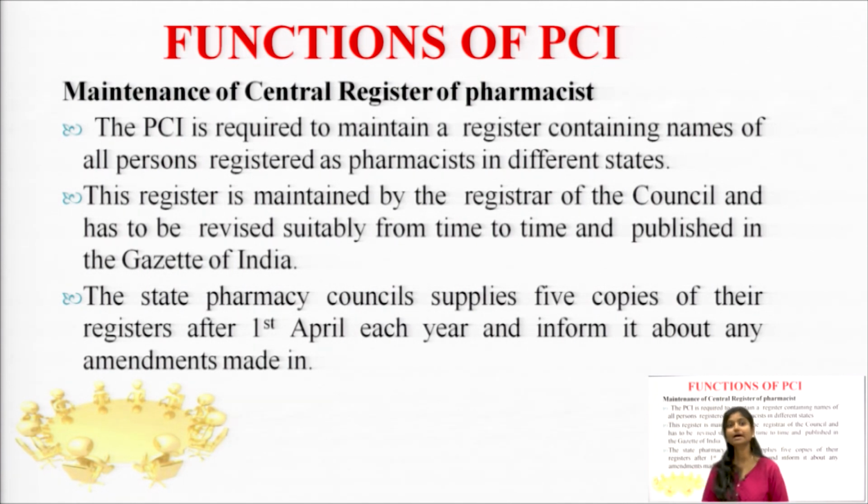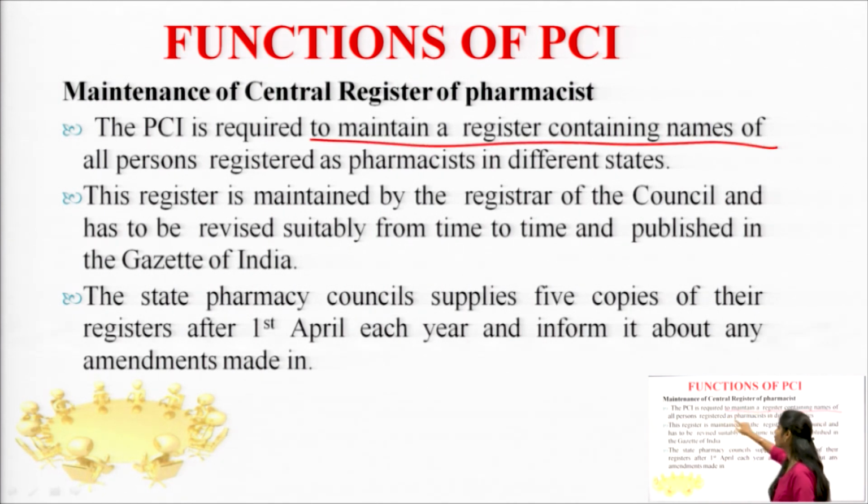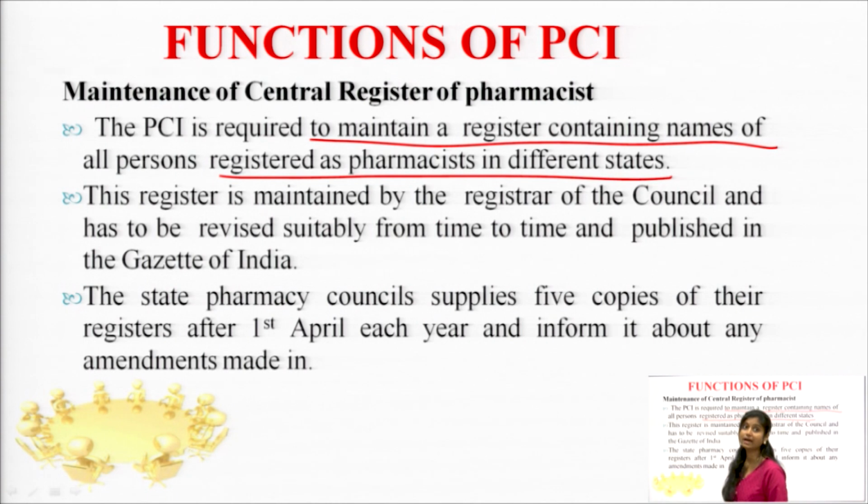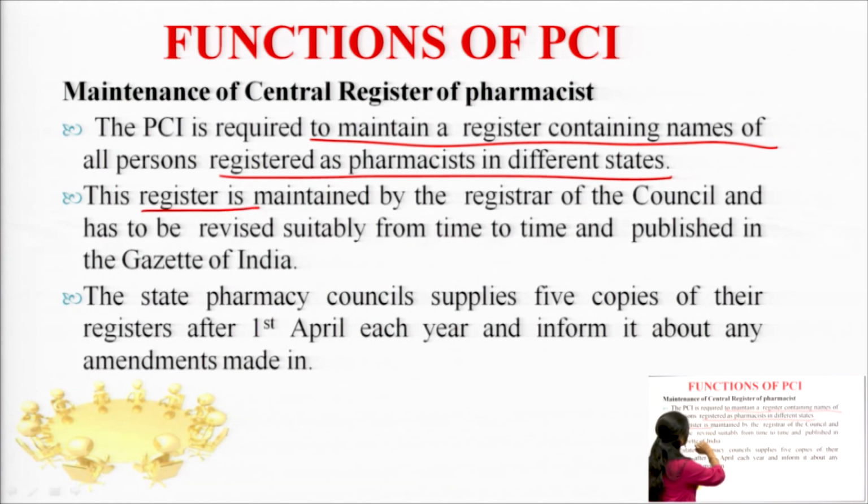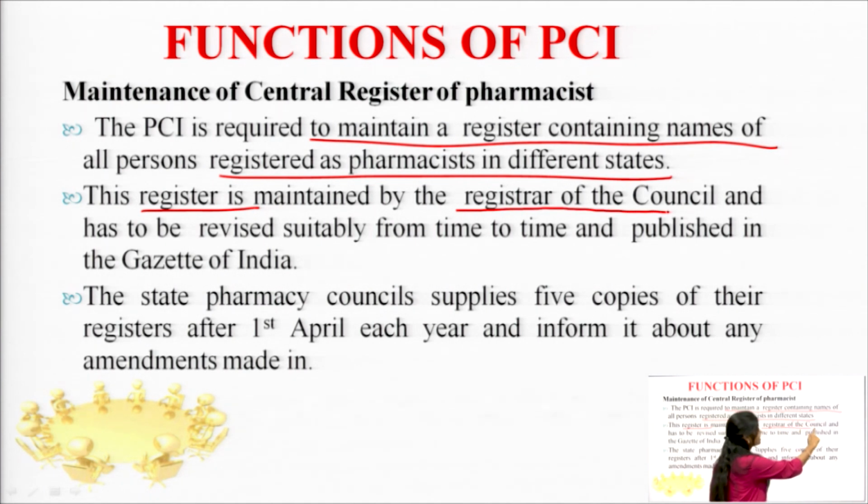Let's go through it. The PCI is required to maintain a register containing names of all the persons registered as pharmacists in different states. This register is maintained by the registrar of the council. So, 2 points to be noted, that is who is controlling? The registrar of the central council is controlling these registers, whose name is included, whose name is not included. The persons whose documents we have checked and who are according to the norms, their name should be in the registration, and those who are to be cancelled should be cancelled.